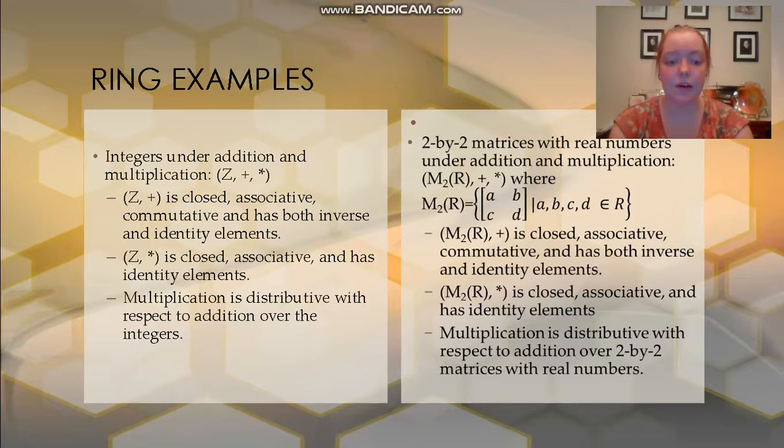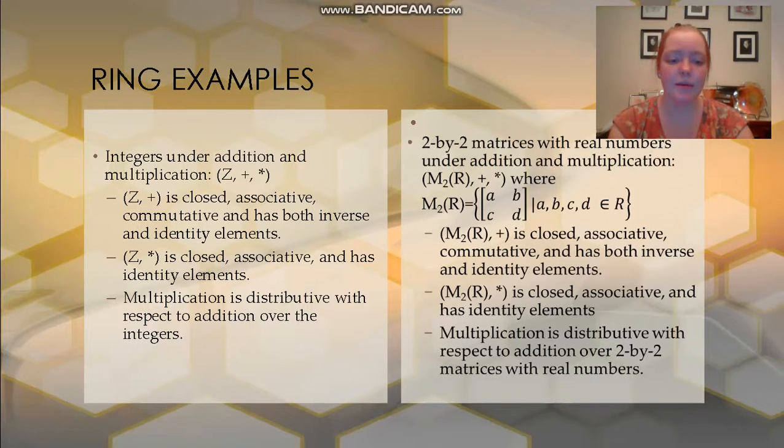The second axiom is that 2 by 2 matrices with real numbers under multiplication have to be a monoid. We know that for monoids, it has to be closed, associative, and have an identity, which it is closed and associative, and we know that the identity element for 2 by 2 matrices with real numbers is going to be the identity matrix. So it is a monoid under multiplication.